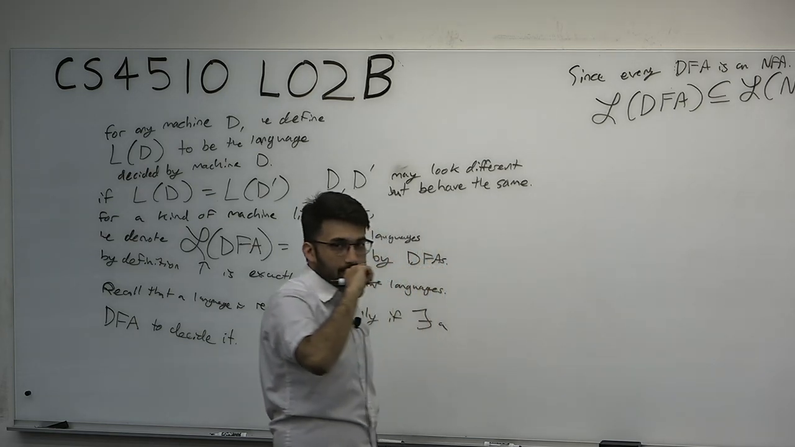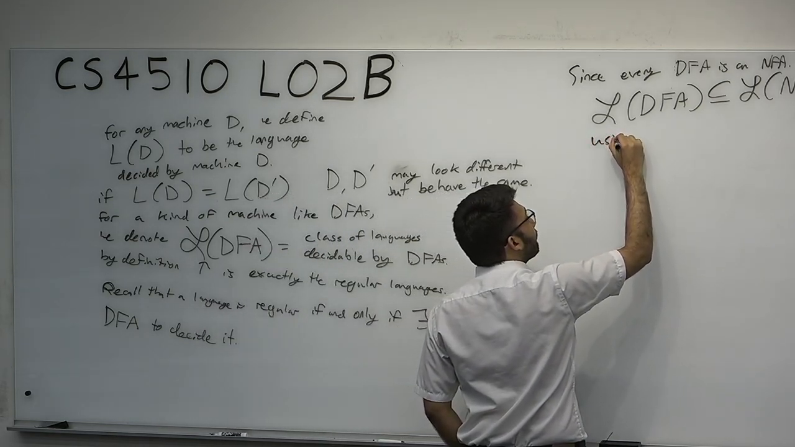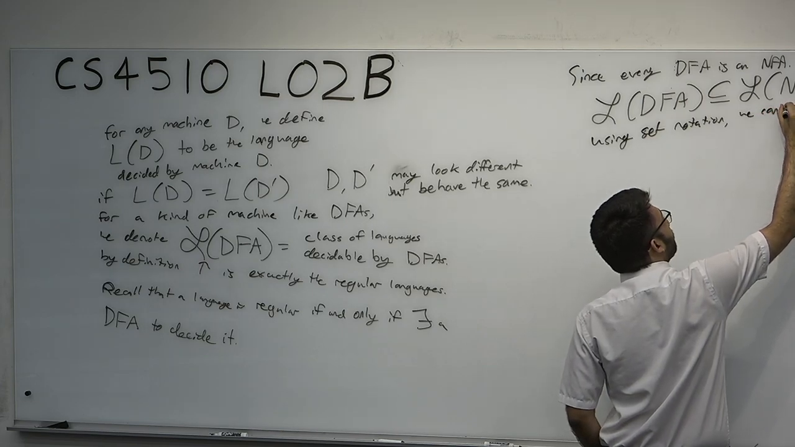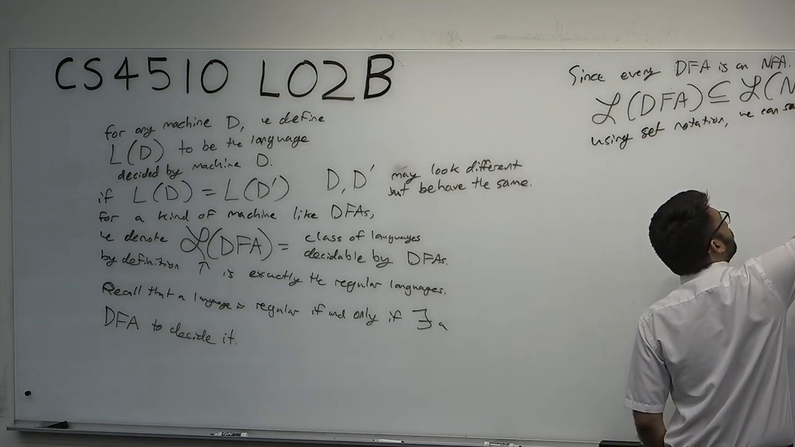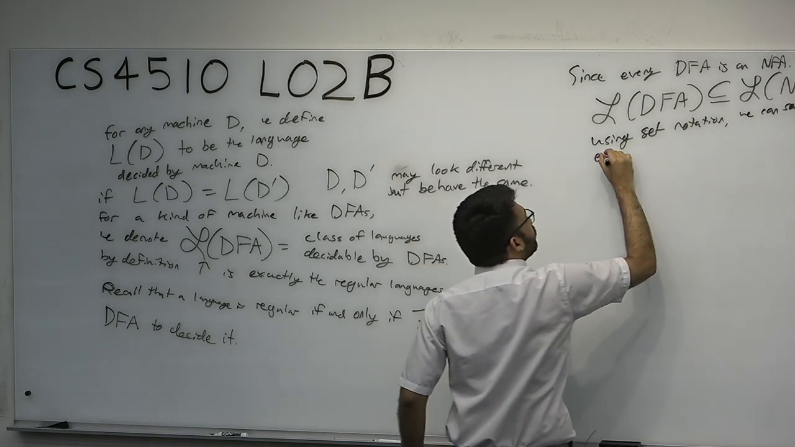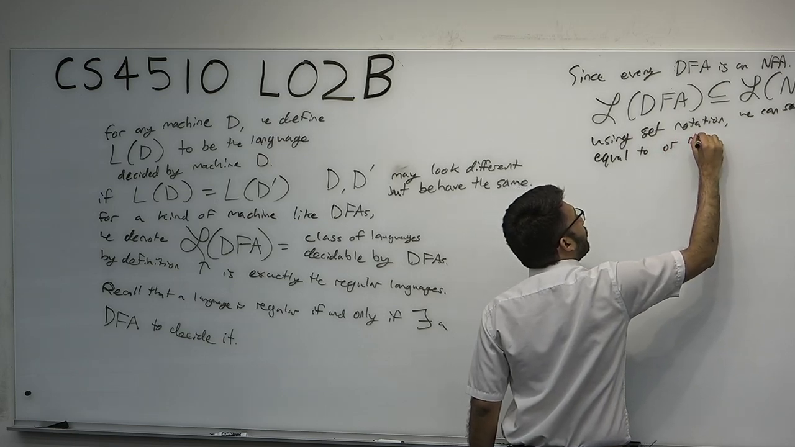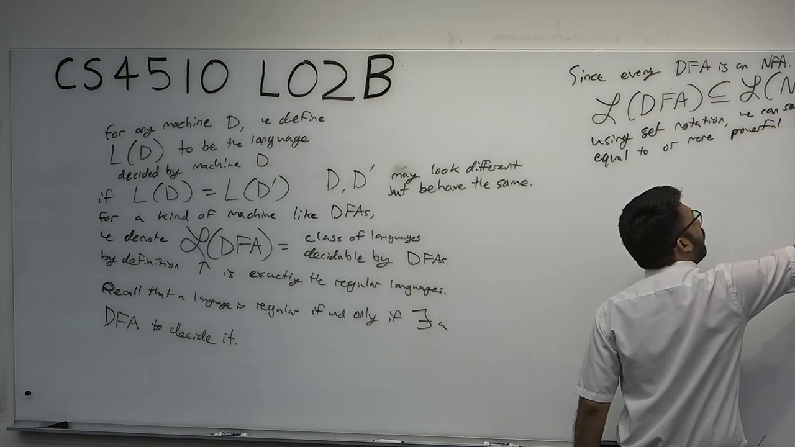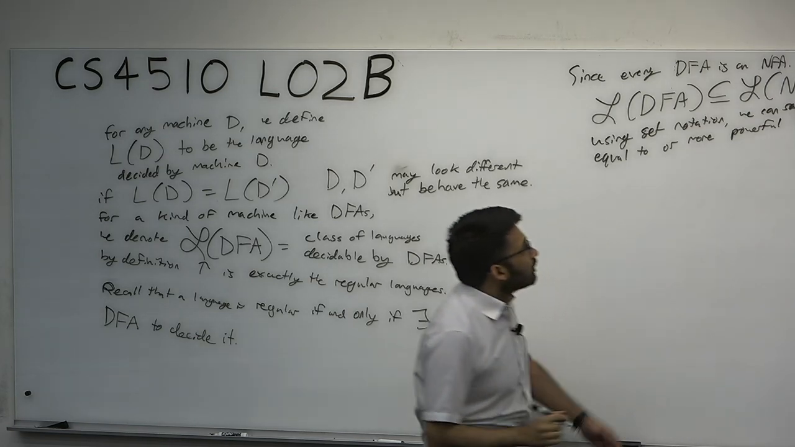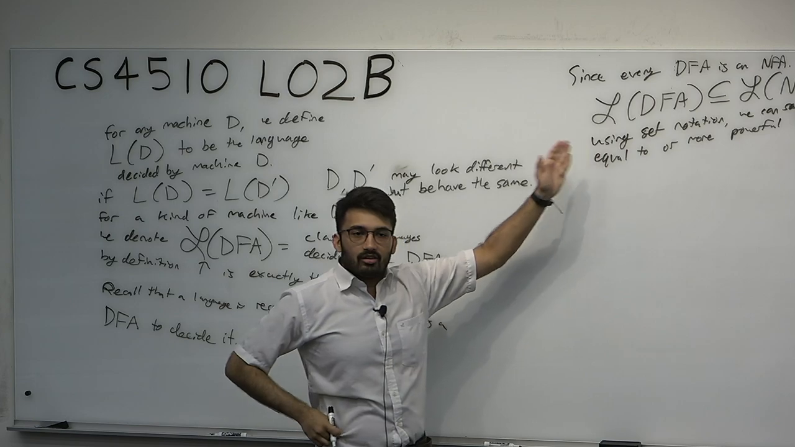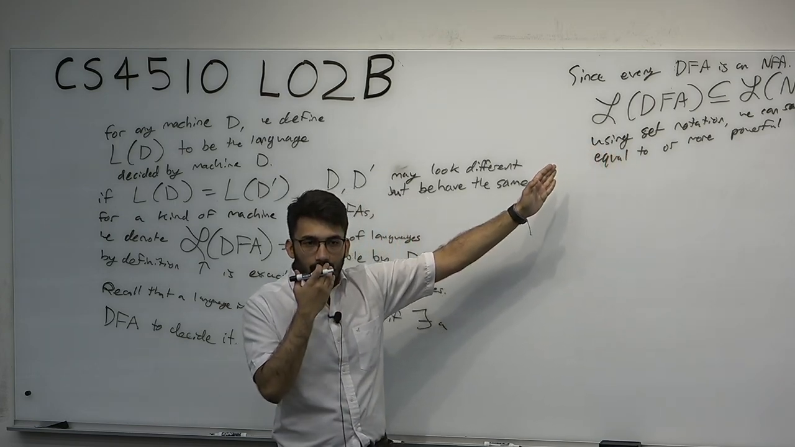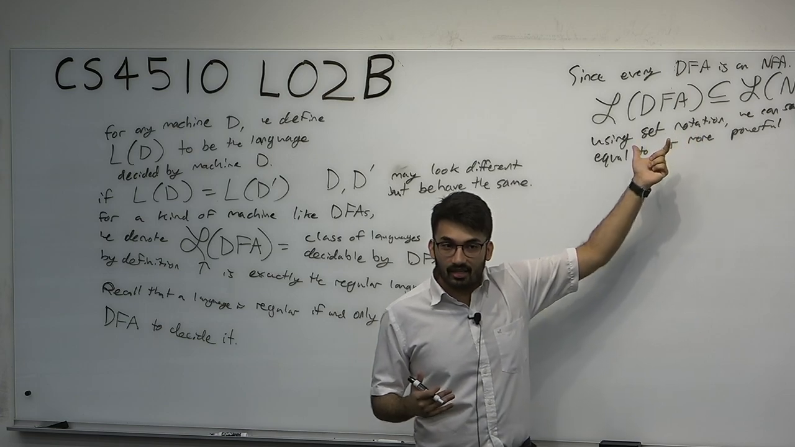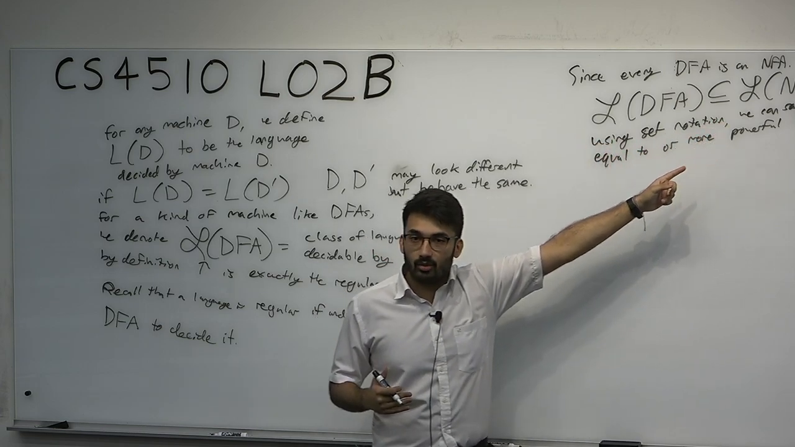So using this notation, we can say that the NFAs are equal to or more powerful than the DFAs. So here we have that since every DFA is an NFA, take any DFA, it's going to decide some language. That language is going to be in L of DFA. Then, because that DFA is also an NFA, there exists an NFA to decide that same language, which puts that same language in L of NFA. So we get a containment one way at least.